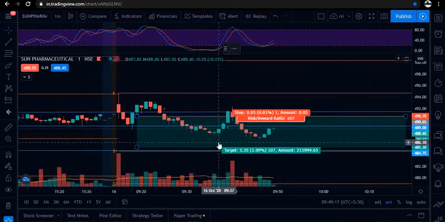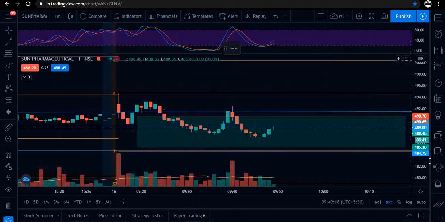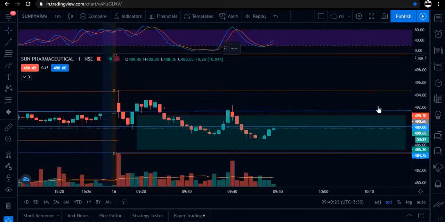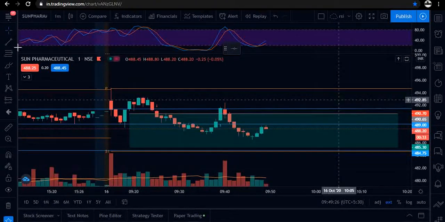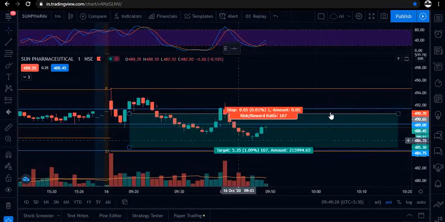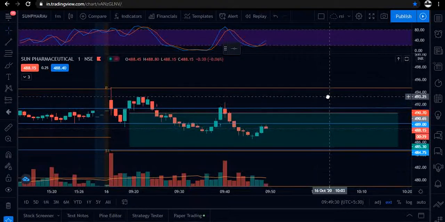So traders, here you can see that our trailing stop loss got triggered, and we have booked no profit no loss. Simple. So that was our today's trade, as my rule is that I take only one trade in a day. So that was our today's trade.